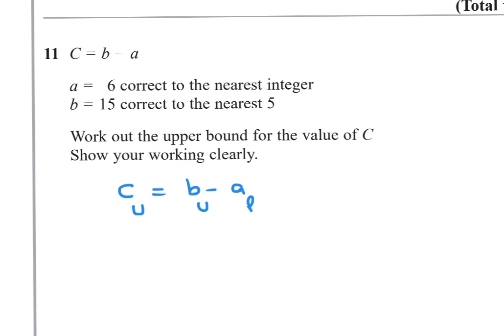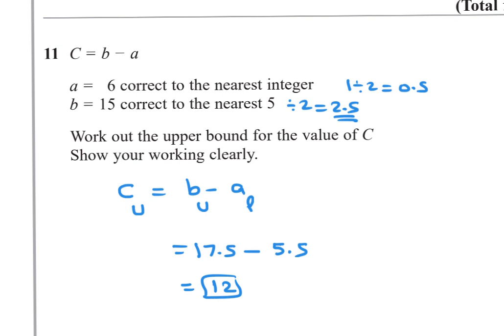So b upper equals what? 15 correct to the nearest 5. So divide 5 by 2, so 2.5. If I need upper, add 15 plus 2.5, so 17.5 minus. I need a lower. A is 6 correct to the nearest integer. This means correct to the nearest 1. 1 divided by 2 is 0.5. If I need lower, subtract 6 minus 0.5 equals 5.5. Now 17.5 minus 5.5 equals 12.